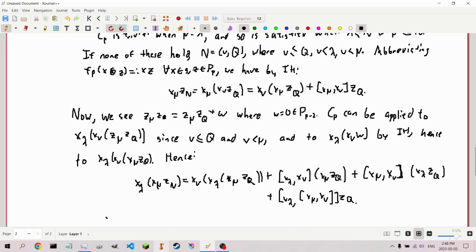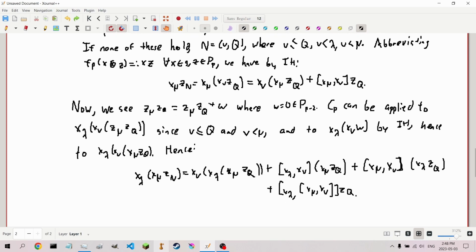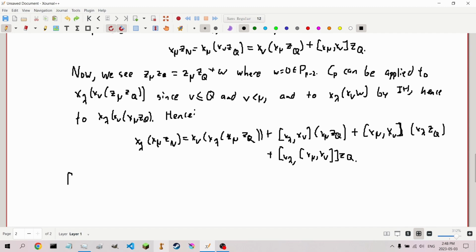Now, there's one more step to go. Exchanging mu, lambda plus mu, and subtracting. We get a whole big mess.